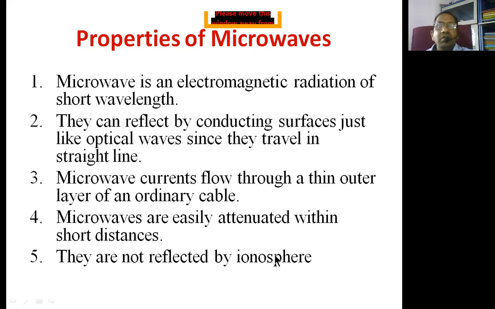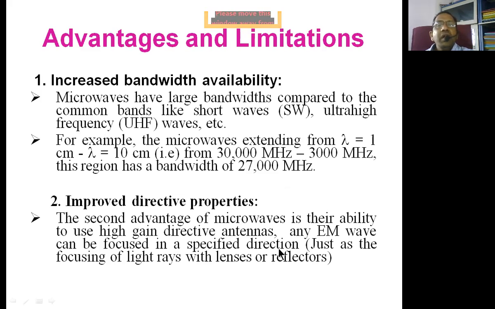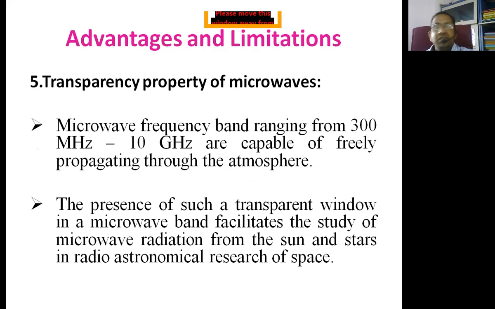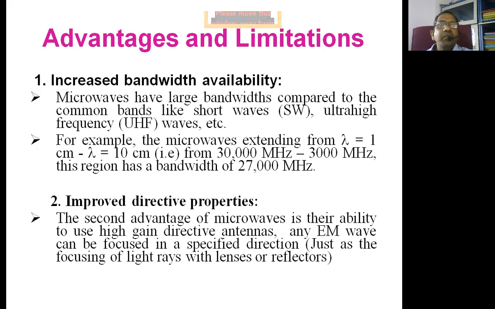We will discuss this particular concept in the last topic, wave propagation. Now, the various advantages of microwaves. Obviously, microwave signals operate at larger frequency ranges, therefore the bandwidth availability is very good. The advantages are increased bandwidth availability, improved directive properties because of line of sight propagation, fading effect and reliability, power requirements, and the transparency property of microwaves. These are the basic advantages of microwaves.